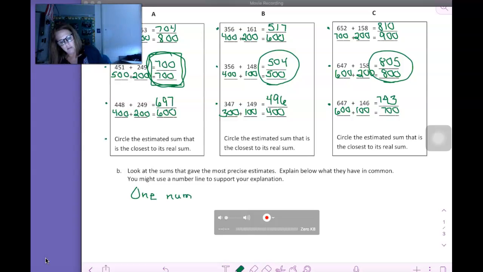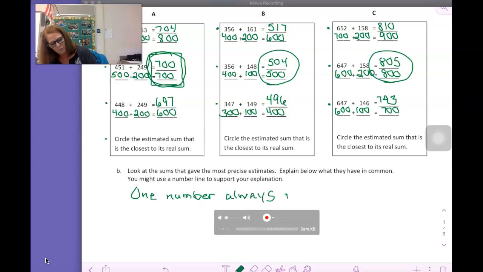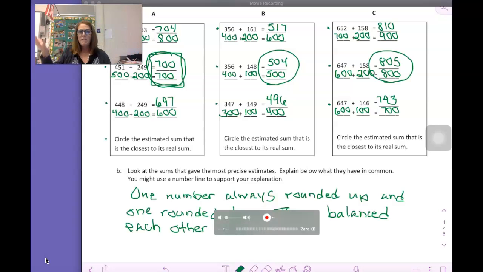One number always rounded up, and one rounded down. They balanced each other out. Think of a balanced scale, okay? One is lighter, one is heavier. They're going in opposite directions, so they balance each other out.